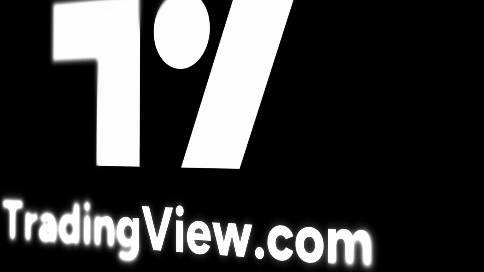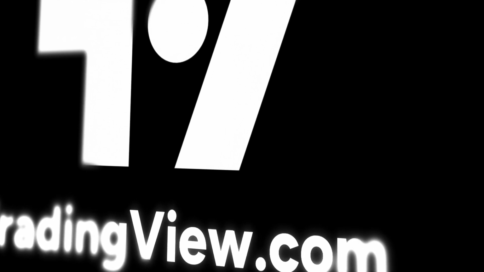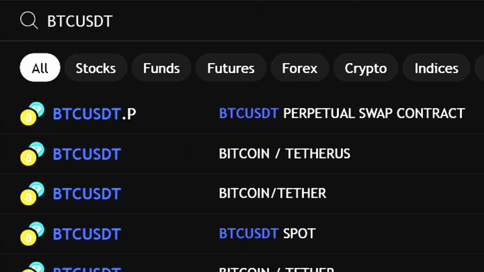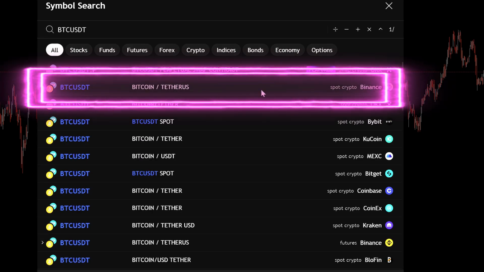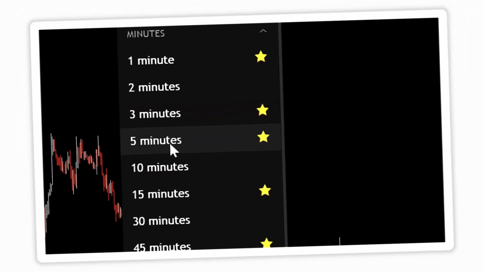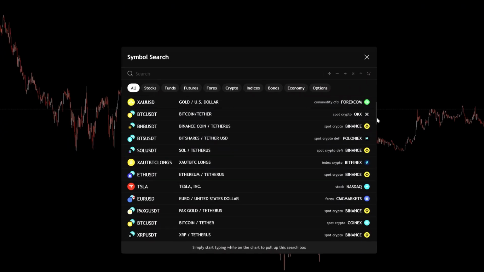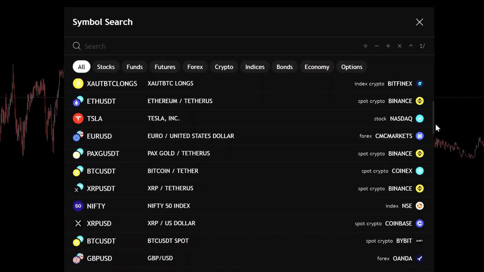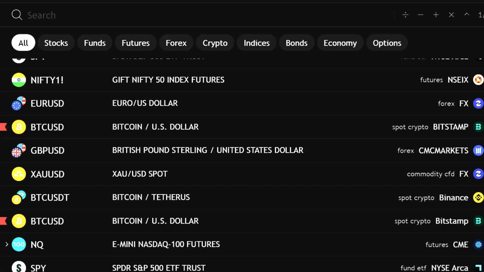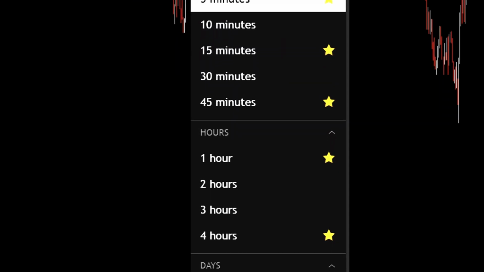I'm on TradingView using the Bitcoin 5-minute chart for this walkthrough. But remember, this principle here matters more than a specific market or time frame. You apply the same thinking to Forex, stocks, or other crypto on any time frame you like.